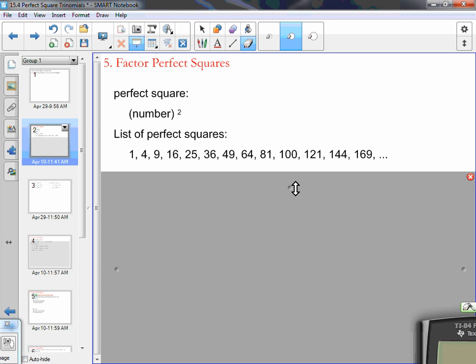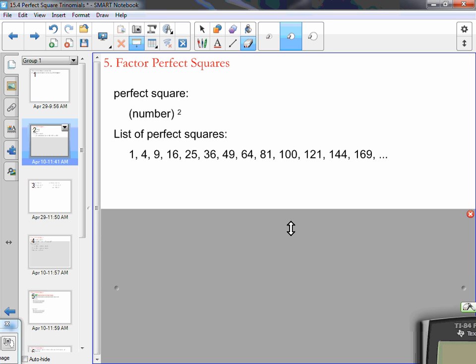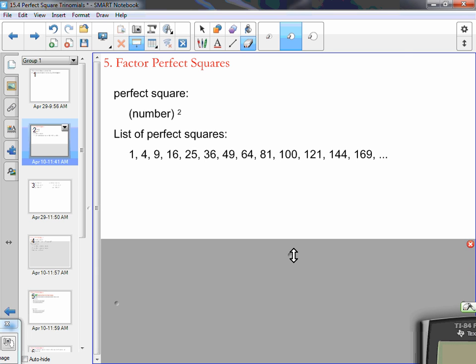Now, technically speaking, fractions and decimals can also be perfect squares. They're just kind of awkward, and I didn't make a list of them. But for instance, if you take 1/2 and you square it, what do you get? 1/4. 1/4 is a perfect square. If you take 1/3 and you square it, what do you get? 1/9. And here's why I didn't try to make a list: what if you take 2/5 and square it? What do you get?